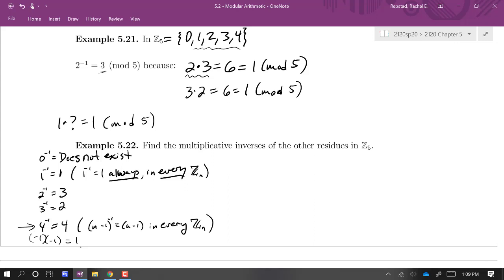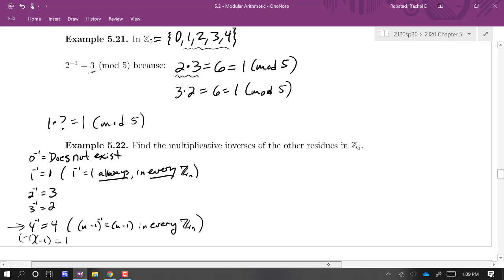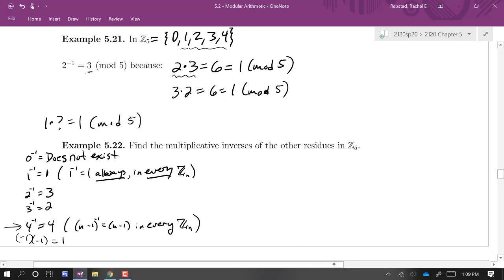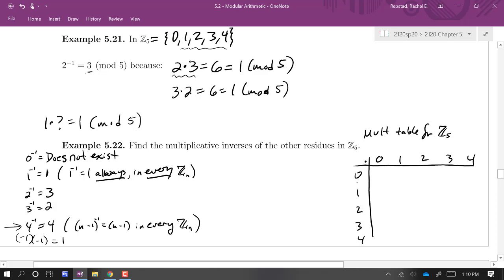Now I'm going to do a little bit more here. They don't ask us to do this, but I think it can be helpful and certainly will be helpful on your next assignment that's coming up. So we're going to make a multiplication table for Z5. So we are multiplying, got 0, 1, 2, 3, 4, 0, 1, 2, 3, 4.